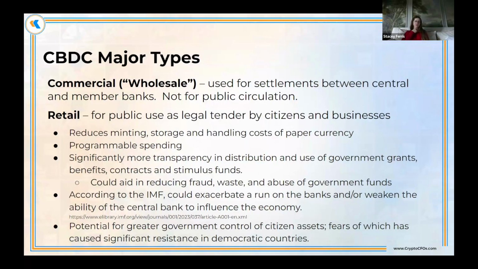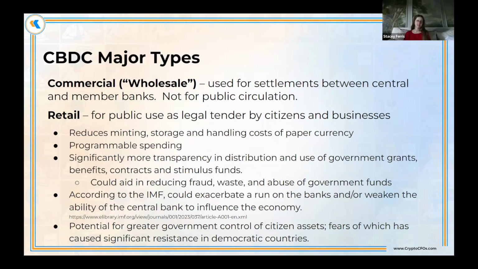Now, major types. You've got two major types. There's commercial and there's retail. The commercial type is going to be used on the back end for settlements between central and member banks, not for public circulation. My understanding is that a lot of central banks are already using something that is effectively a CBDC. It's just not on blockchain. So moving it into a blockchain-based system would then classify it as a commercial CBDC. For the most part, unless you're working with a major bank, you don't have to worry about commercial CBDCs. Not something that average people are concerned about.